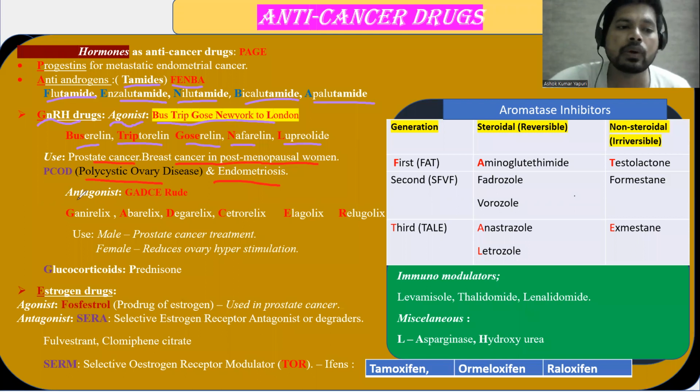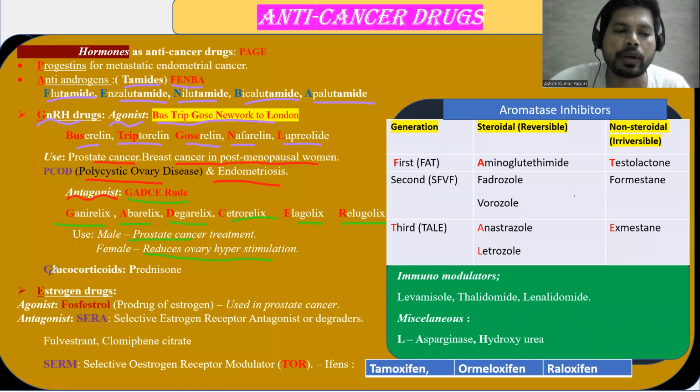Next, antagonists of gonadotropin releasing hormone, with the mnemonic or trick God say rude, nothing but who killed Gandhi. G means ganirelix, A means abarelix, D means degarelix, C means cetrorelix, E means elagolix, and relugolix. All these are examples of GnRH antagonists. These are used in prostate cancer in males, and in females they reduce ovarian hyperstimulation.